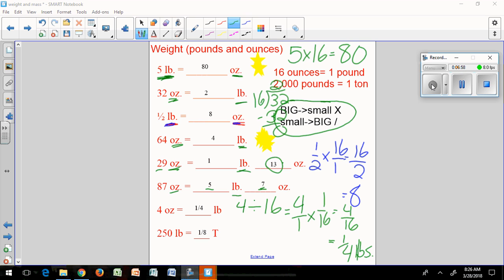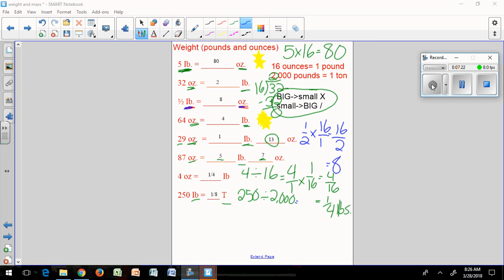And the same thing with 250 pounds into tons. Wow, 250 pounds into tons. So again, we're going to go small to big. So we divide 250 divided by 2,000 pounds in a ton. And the same thing would occur. You'd have 250. I'm going to change to blue here real quick so it's better to see. I'll extend the page a little bit. We'd have 250 over 2,000. And if you reduce that, you would get 1/8 of a ton.